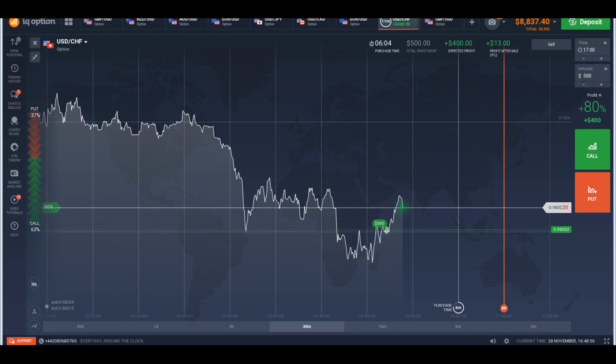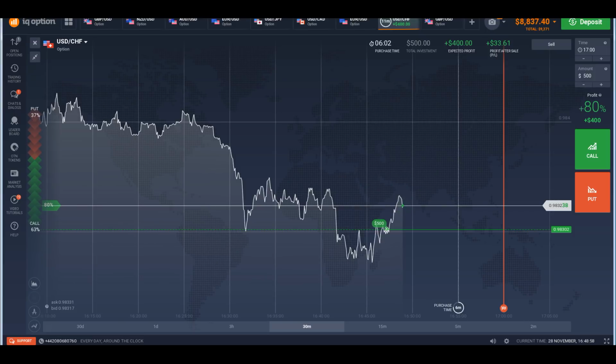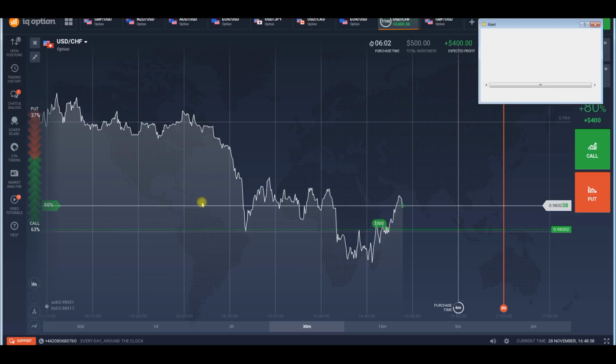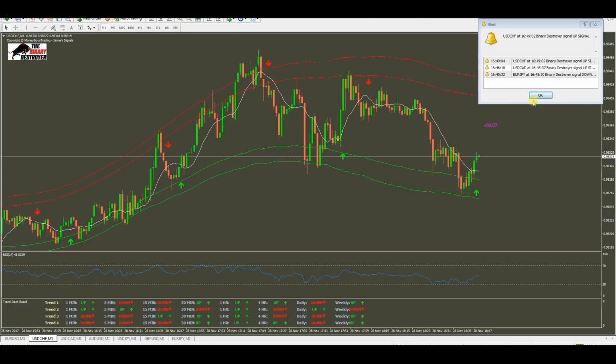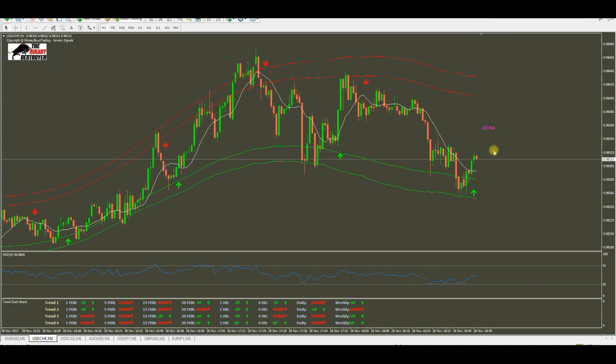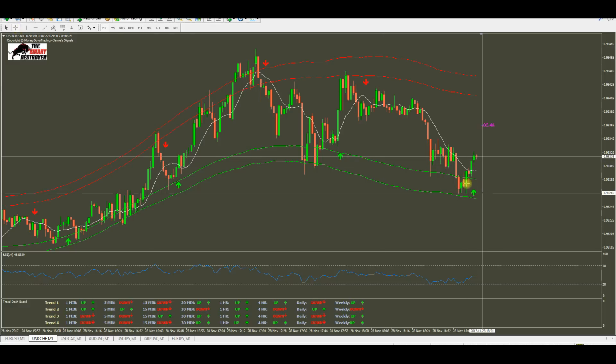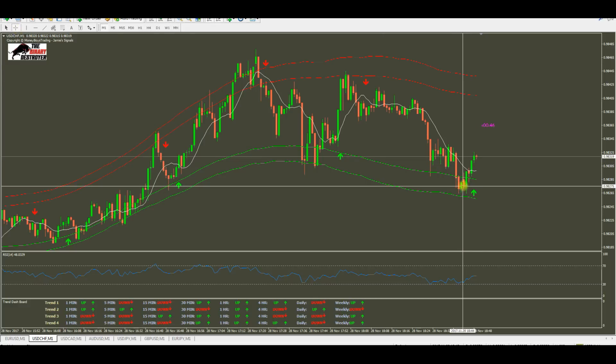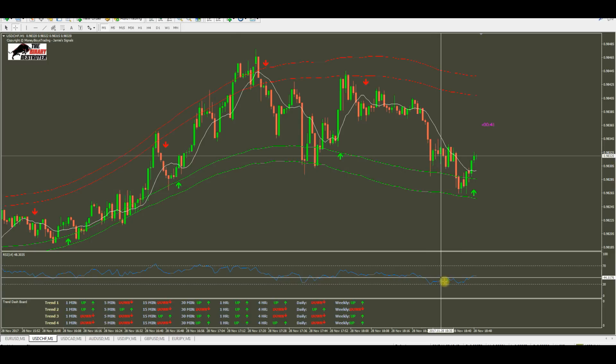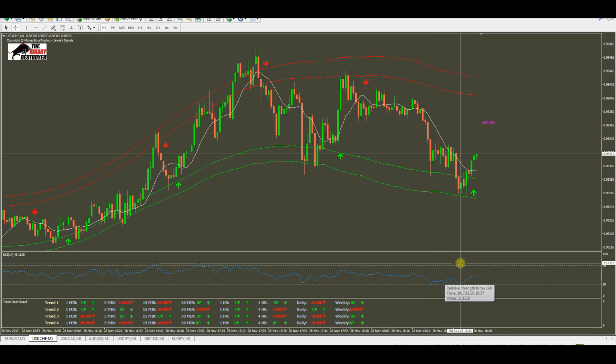I'll just show you why. For some reason my computer stops freezing because it's giving me an alert. You can see here there is my signal alert on USD CHF. I actually got in a bit early. I got in around here when I started seeing some nice rejection area and the RSI was overbought. There's absolutely nothing wrong with me getting in down here before the signal arrow.